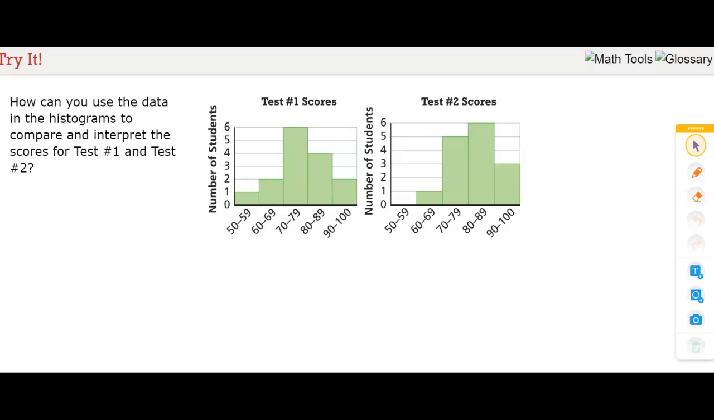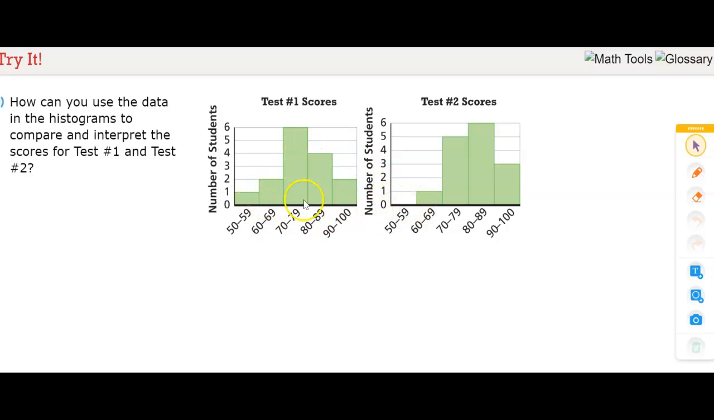How can you use the data in the histograms to compare and interpret the scores for test number 1 and test number 2? There are a few different ways that we can compare the data. For one, you see that for the test number 2 scores, no one scored an F. There's no one in that 50 to 59 range there, but for test number 1, you have at least one person that scored that. So that's one way to compare. They did better on test number 2.